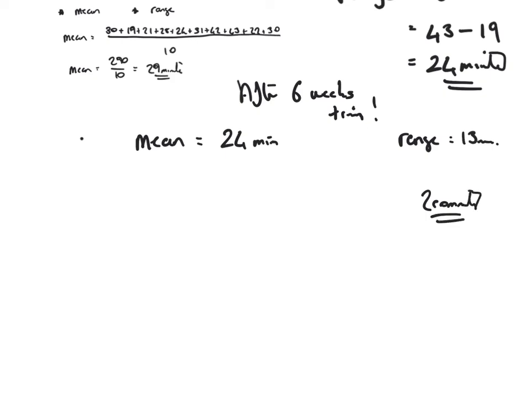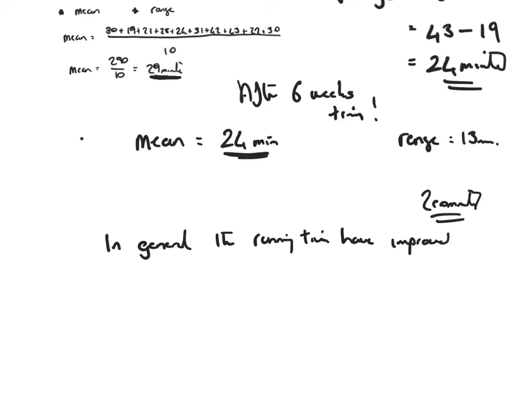Okay, let's first of all comment on the mean. So your typical runner was running 29 minutes. Well, your typical runner is now 24 minutes. So what I would say this time is, in general, so we can't say for every single runner, but in general, the running times have improved since 24 minutes is less than 29 minutes.